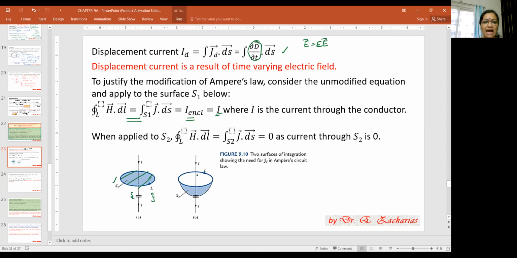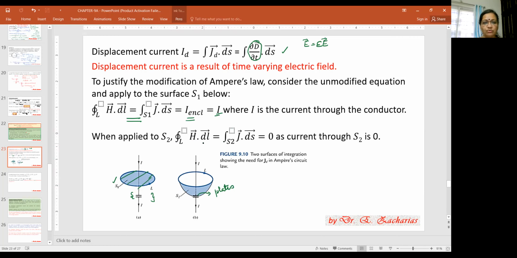Next, at the same spot, you take your Amperian loop, but now the surface which is enclosed by the Amperian loop, you stretch it. It was initially like this, next you stretch it so that it is able to enclose one of the plates. Now you apply Ampere's law to surface 2.